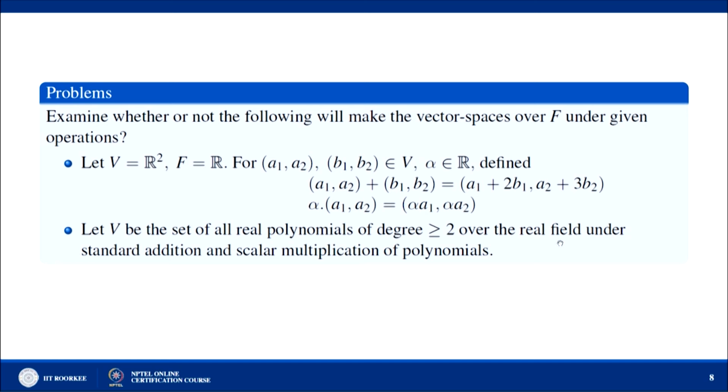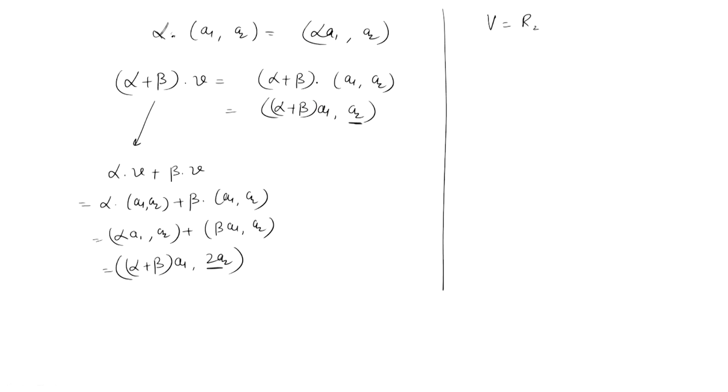Now, if you take the real polynomials of degree greater than or equal to 2 over the real field, it is also not a vector space. You can see, if you take one polynomial of degree greater than or equal to 2 over a real field, say x square minus 1, and a second polynomial, say minus x square minus 1, then u plus v is minus 2, which does not belong to V. That is, the closure property with respect to addition is not satisfied. So it will not constitute a vector space.